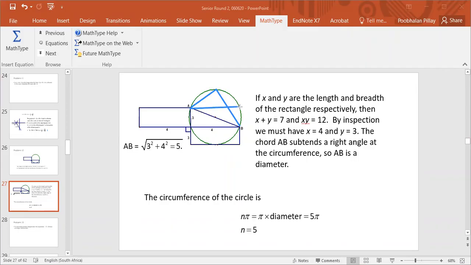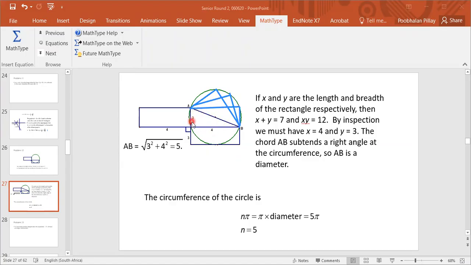Rather remarkable fact. Can you see? No matter where you choose a point, that angle will always be a right angle. And even conversely, if this is a right angle here, then this must be the diameter. So this is what we are using here. You see this angle here, which we've got. This angle here is a right angle. So therefore, this must be the diameter.